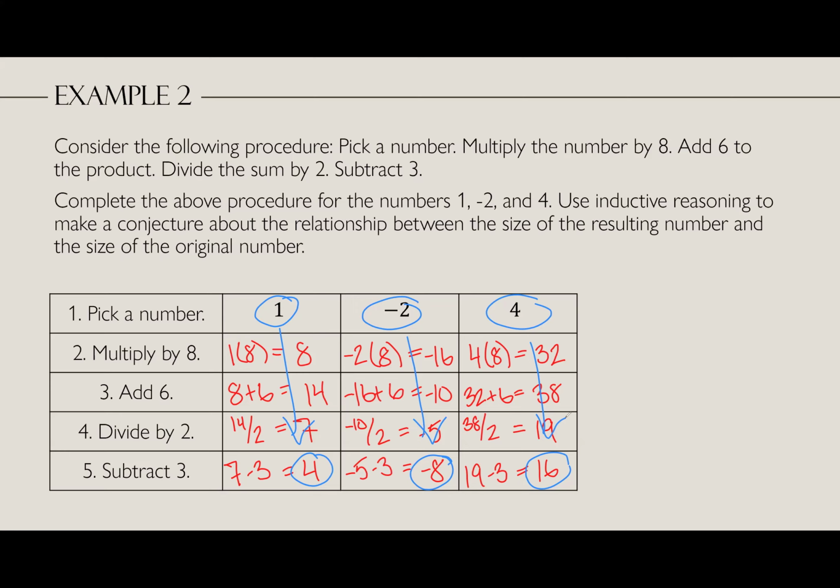That is, we can see it here. 1 times 4, we get 4. -2 times 4, we get -8. 4 times 4, we get 16. So I'm observing this data in these examples, and my conjecture, let's go ahead and write that, conjecture. Hopefully I can spell it right. I'm going to go ahead and say the final value is 4 times the original.